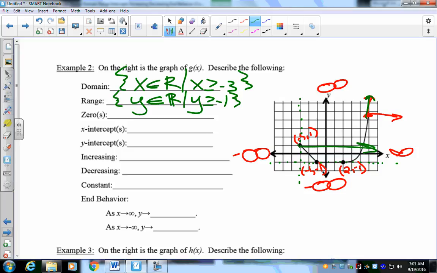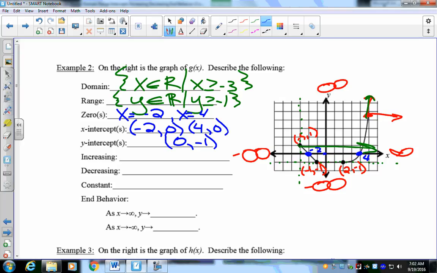Zeros. Where is it crossing? Okay, I see it crossing right here at -2 and at 4. That's where it's crossing the x-axis. Remember, zeros are x's. So I can write x equals -2 and x equals 4. For my intercepts, I just change those into points. And my y-intercept, it's crossing right here at -1. So I need to write that as a point. The y-intercept will always be written as a point.